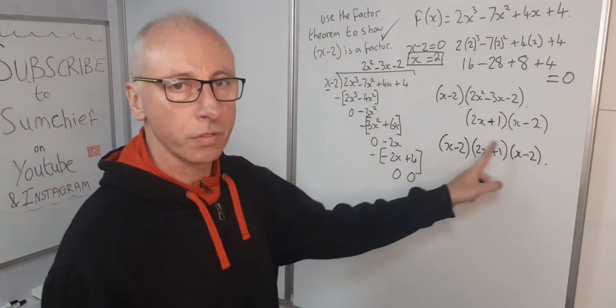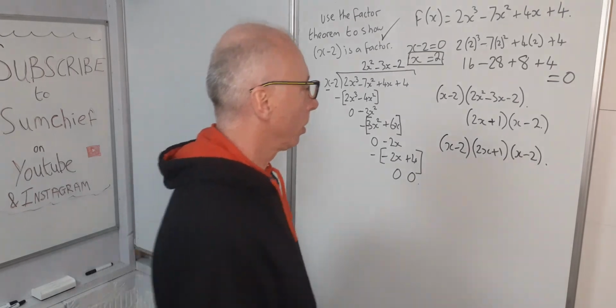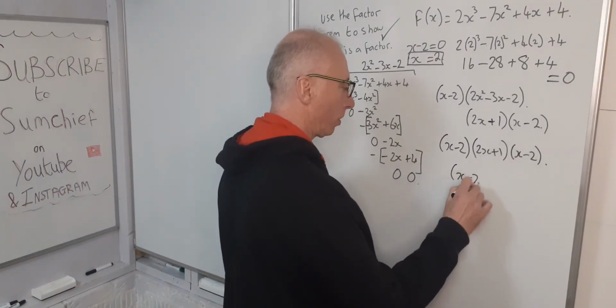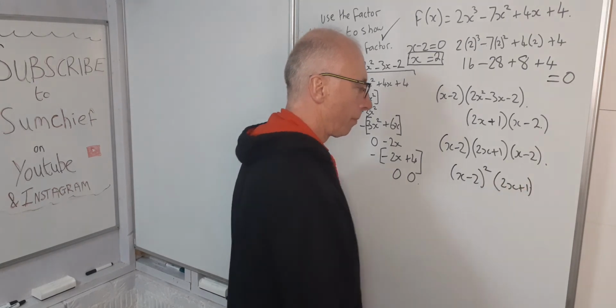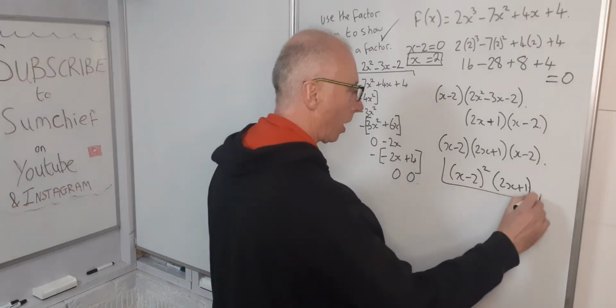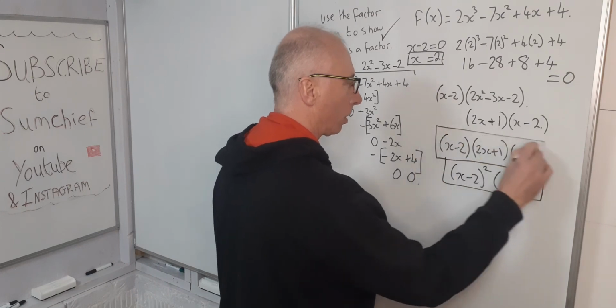Okay, that's us factored out. See, we've got x minus 2 repeated here, so we could also say x minus 2 squared, 2x plus 1. Okay, and either of these will be good for the answer.